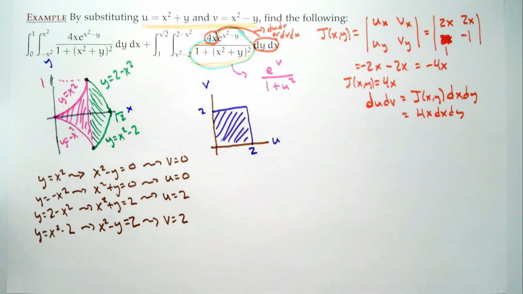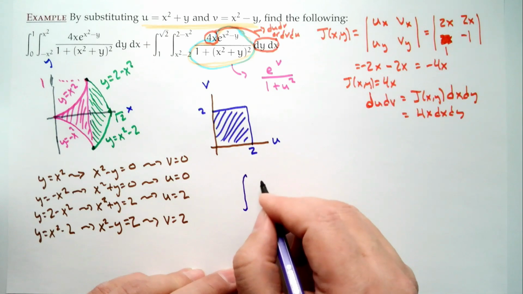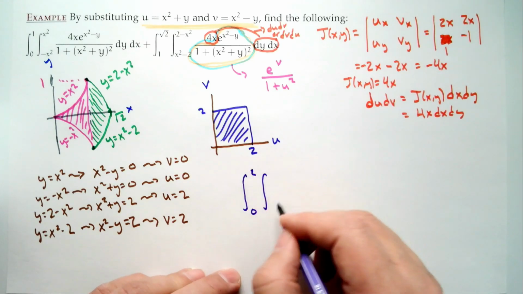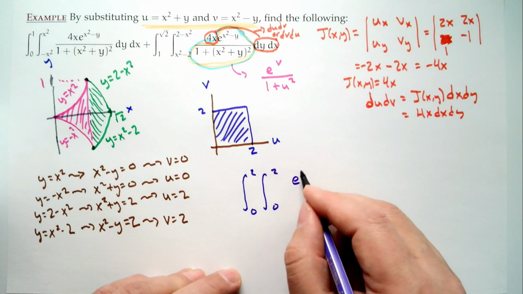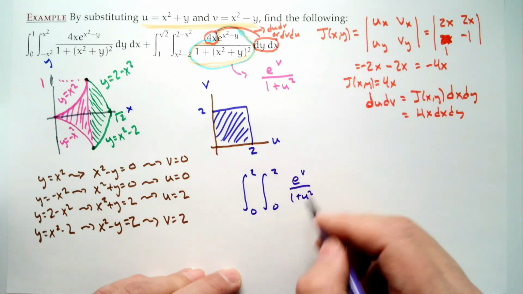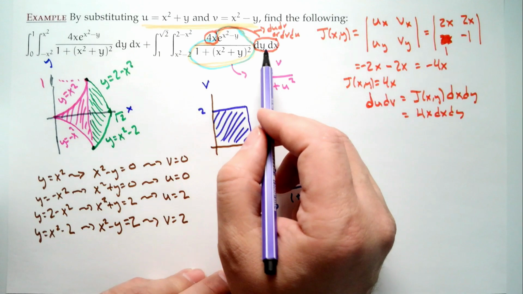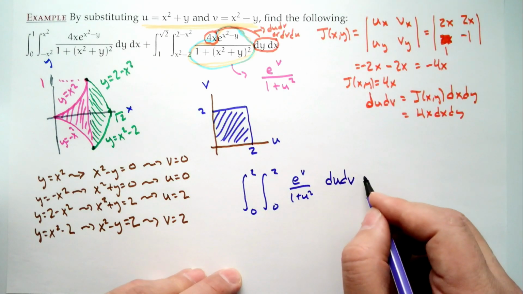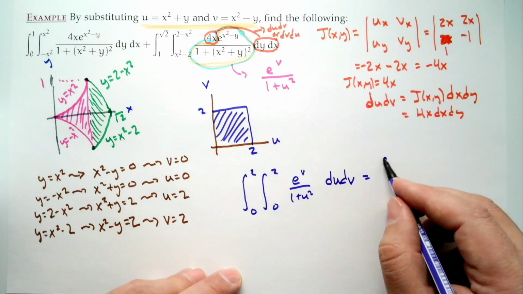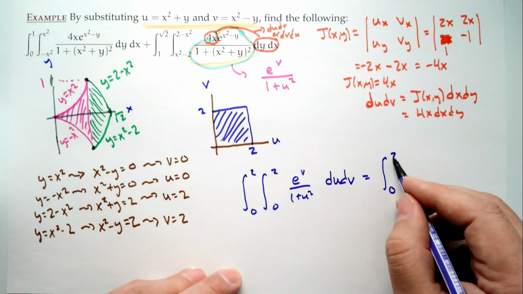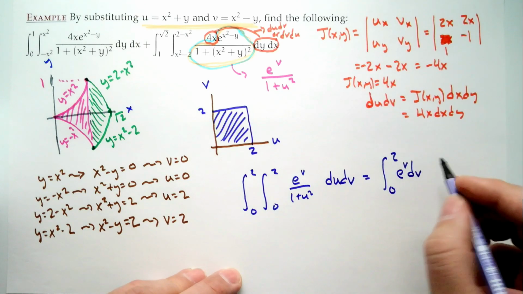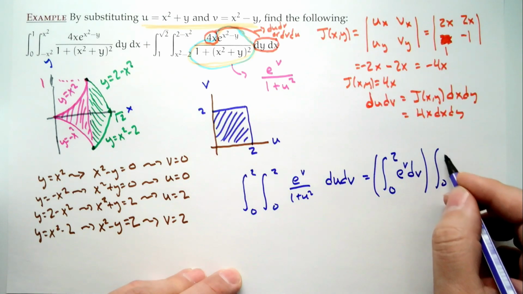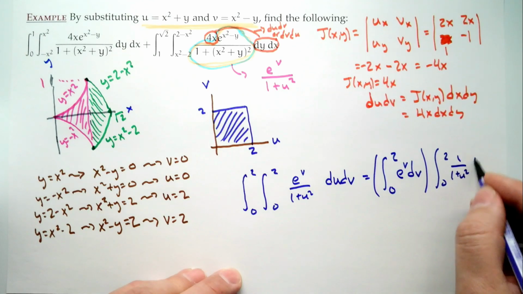And really, looking at the function to integrate, there's no motivation to do one over the other. So let's just say our integral 0 to 2, 0 to 2, e to the v, 1 plus u squared, that's our function. The Jacobian combines with the dy dx to become dv du or du dv, doesn't really matter. And notice that this is one of those functions that we can actually pull apart: 0 to 2 e to the v dv and 0 to 2 1 over 1 plus u squared du.